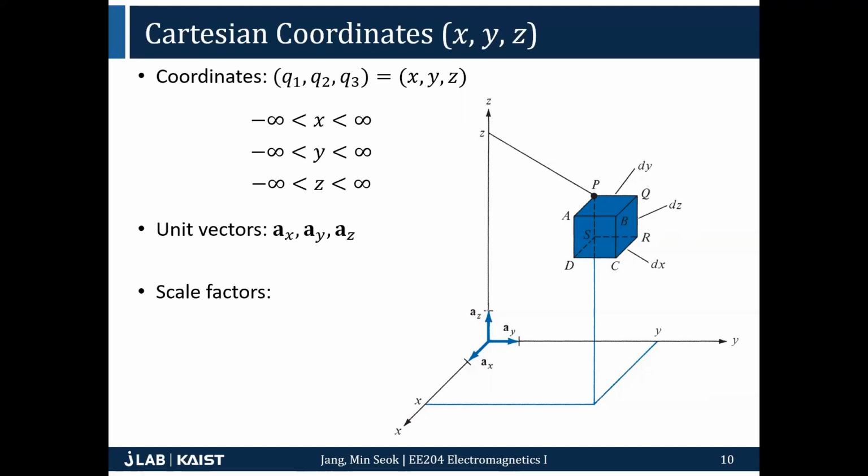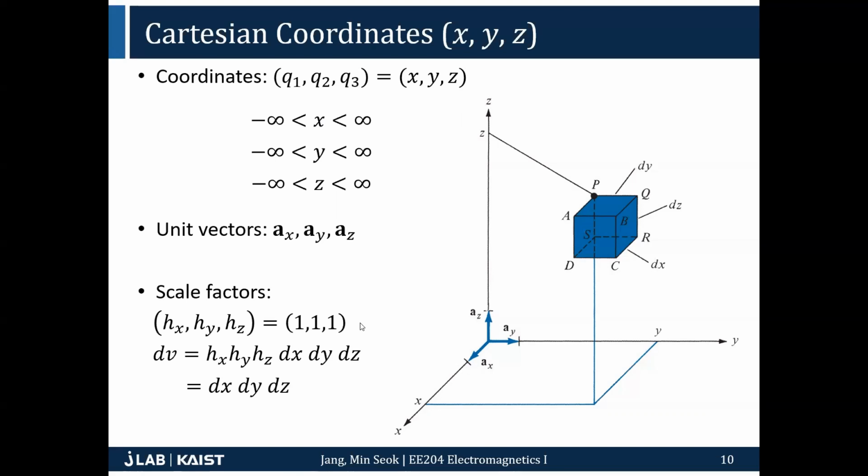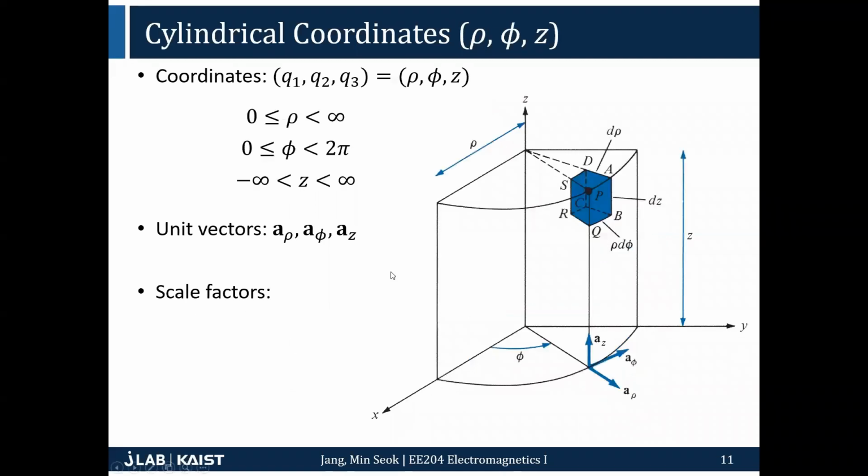And what are the scale factors? What are the scale factors H1, I mean HX, HY, HZ for the Cartesian coordinate? All one. Yes, exactly. We don't need scale factor for Cartesian coordinates. So it's all one, right? So if you want to evaluate the infinitesimal volume element, it's just dx, dy, dz. Simple enough, right? And now let's move on to cylindrical coordinates.